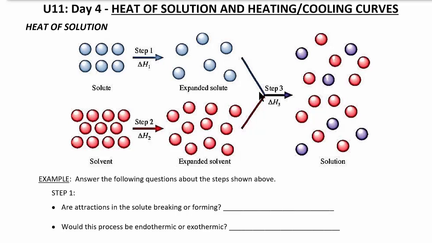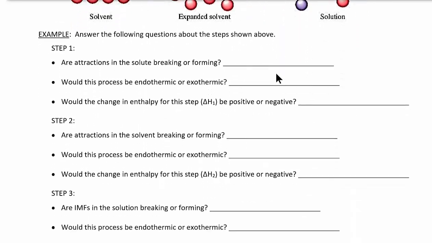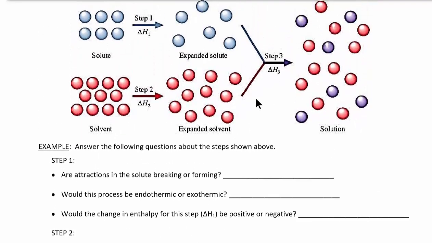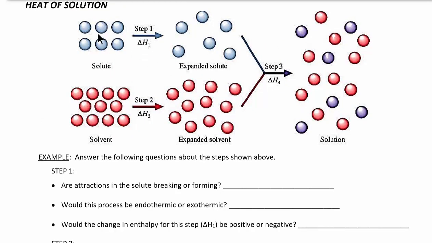And then when those two come together, your solute and your solvent, they mix and they form new IMFs, and you make a solution. So you can think of this as breaking bonds, or IMFs, and you can think of this as forming new bonds, or IMFs. So the attractions in the solute, are they breaking or forming right here? Here they're close together, and here they're far apart. So that would mean that you are breaking the IMFs.